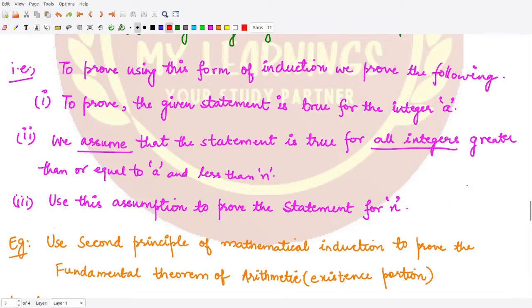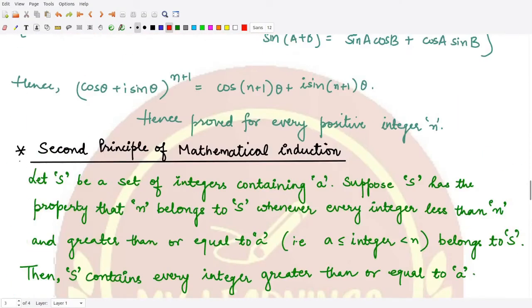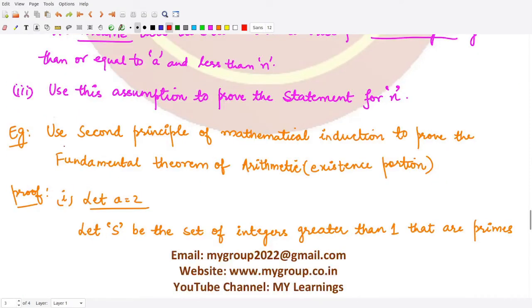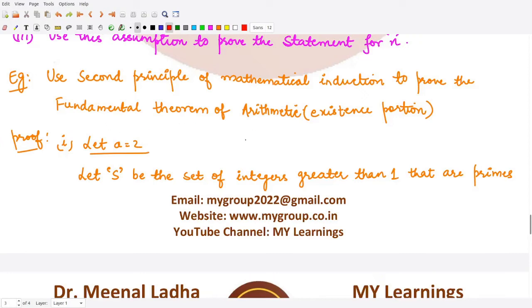So let's see how this works and how we can apply the second principle of mathematical induction. Remember, you have studied the fundamental theorem of arithmetic. It tells us that you can write any number n as either a prime itself or, if not, as a product of primes, and this product is unique. So in this part, let's prove the existence portion. That means either the number n is a prime or it is a product of primes.